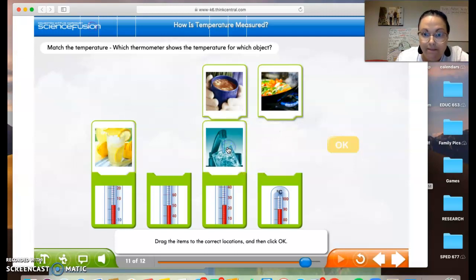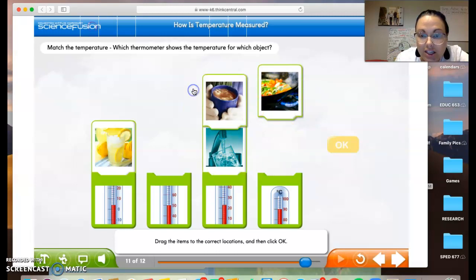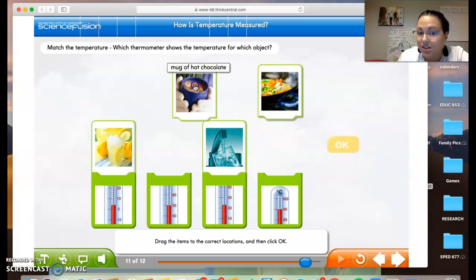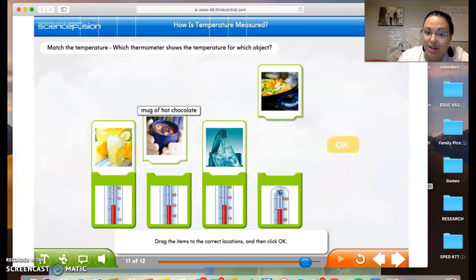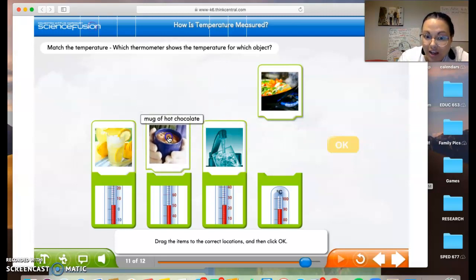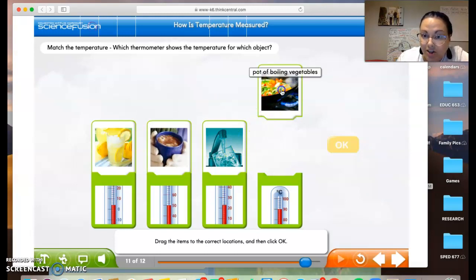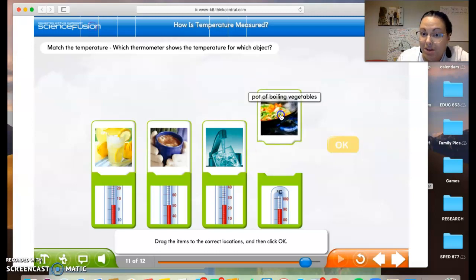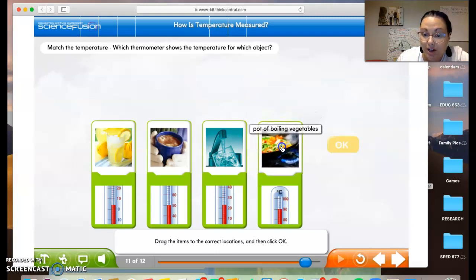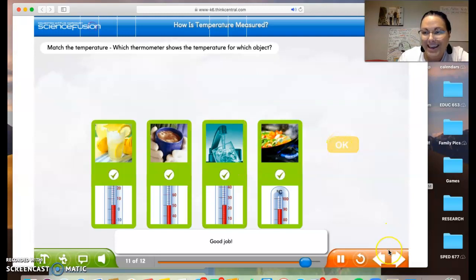Okay, this is some warm hot chocolate that is not so hot that you can't hold it. He's got his hands around the cup, so it's not too hot to drink, but it's nice and warm. But these peppers that they're cooking are boiling right now. You see that blue flame down there? They are super hot, so they're going to be a lot warmer here. Good job. These are the correct temperatures.